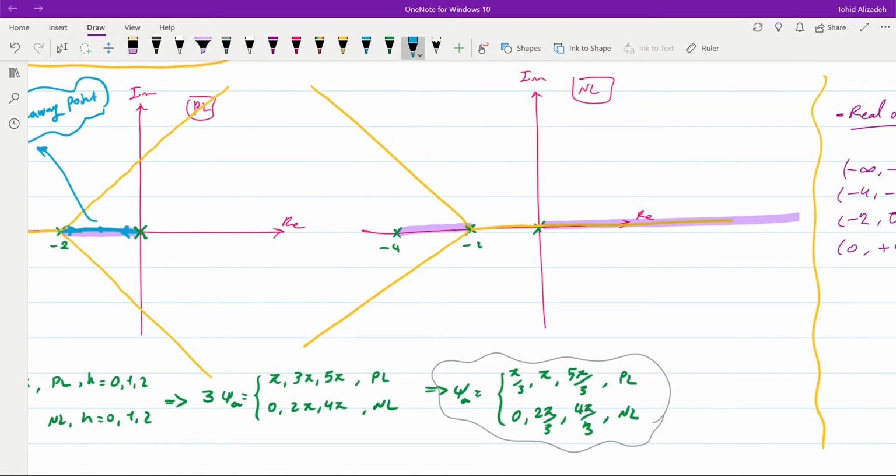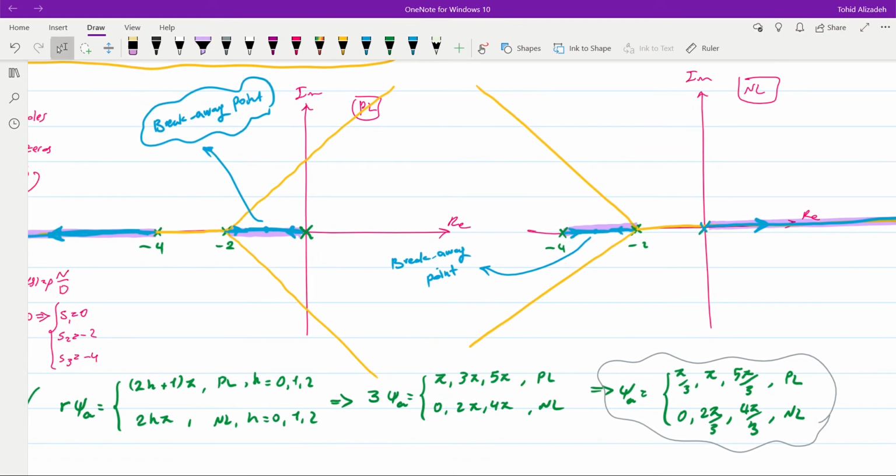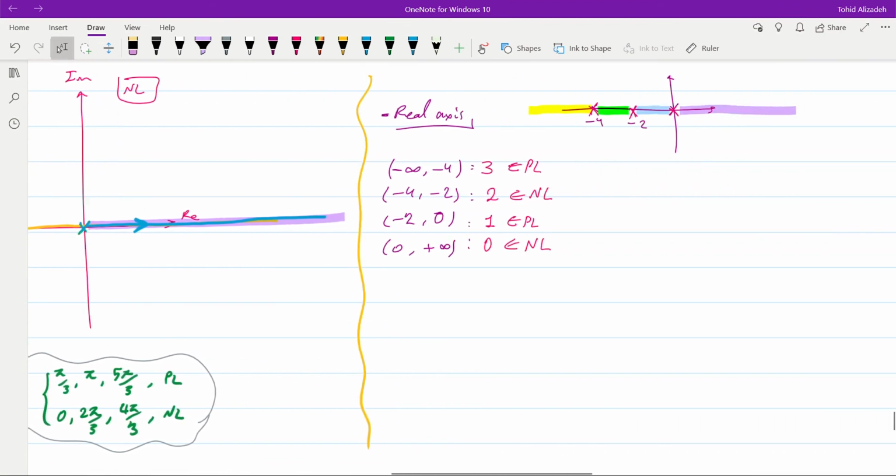For the negative locus, one branch will originate from the pole at the origin. It will go towards plus infinity on the real axis using the asymptote that we have drawn. Then the other two branches will start from the pole at -2 and the pole at -4. They will move towards each other. At some point they will meet and then depart the real axis, and we need to find that point. So that's also a breakaway point. And obviously for this example there are no break-in points, because the branches never come back to the real axis. So the next step would be finding the breakaway point.